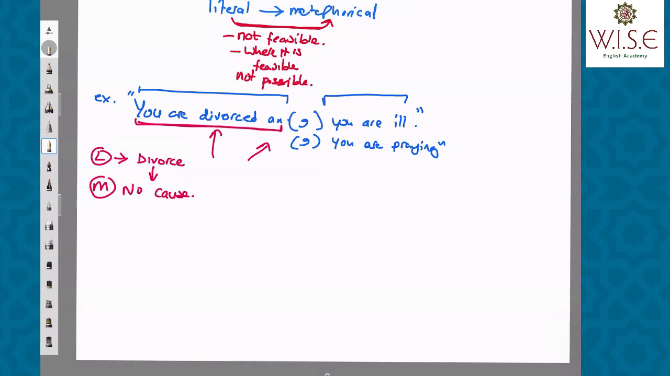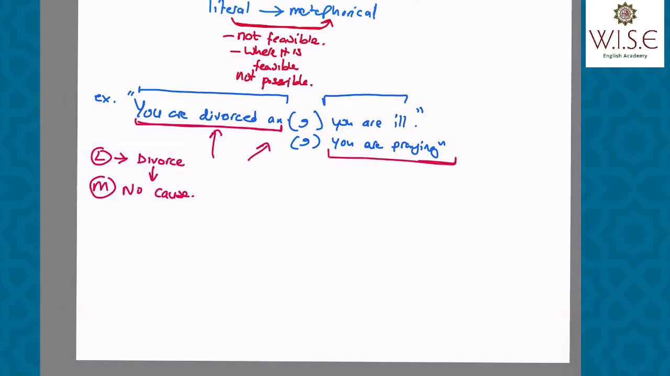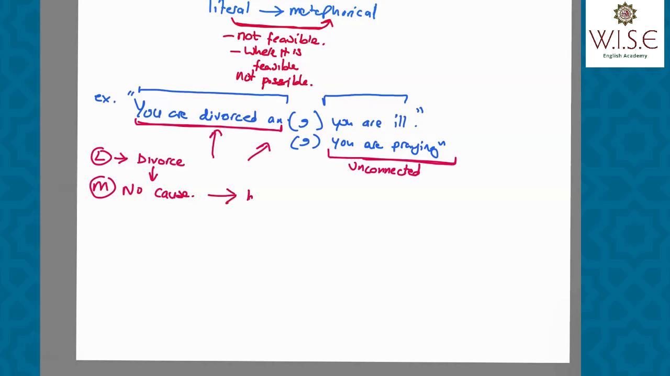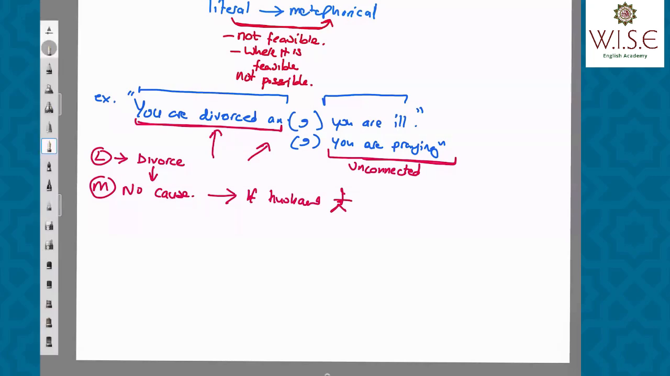And this is unconnected to the previous, the ma'tuf alayh, as we call it in grammar, the sentence or phrase that comes before it. Now, if the husband, when he said these words, says, "Well, I intended it as a conditional sentence", basically he's saying you are divorced if you fall ill, right?